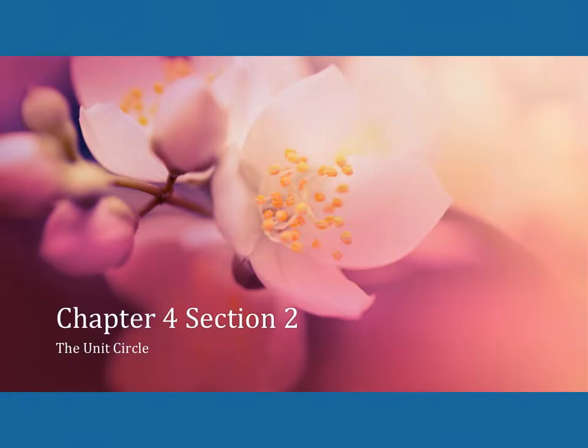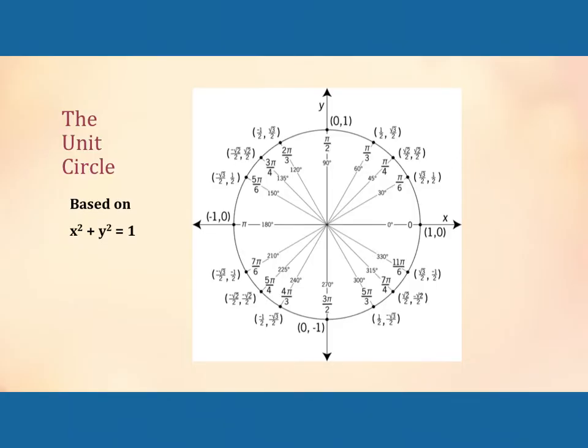Okay, so now we're going to get into the notes for section 2 in chapter 4, which is called the unit circle. This is your unit circle. The unit circle is a circle that has a radius of 1. So I'd start with the center at 0, 0, and I go right 1, up 1, left 1, and down 1, and I create what's called the unit circle. So again, the radius here is 1.